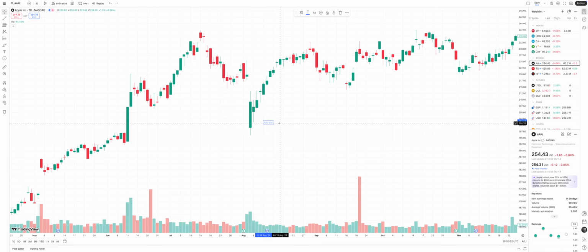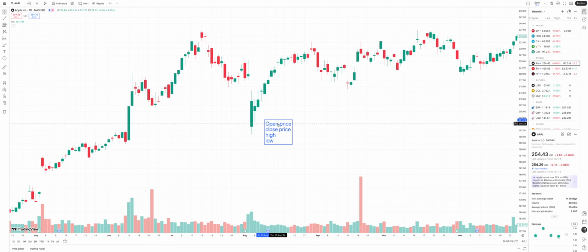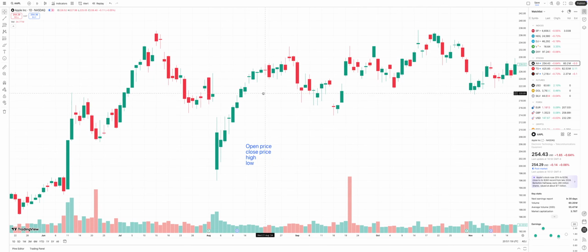So all candlesticks are made up of four different components. We have the open price, the close price, the high price, let's just say high, and the low. I'm going to make the text a little bit bigger. We've got a toolbar here to represent that. Okay, cool. So every candlestick makes up these four components: the opening price, the closing price, the high, and the low.